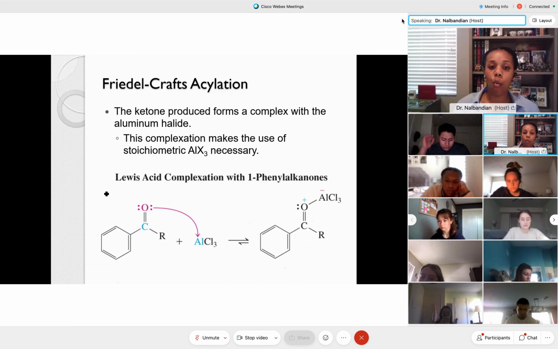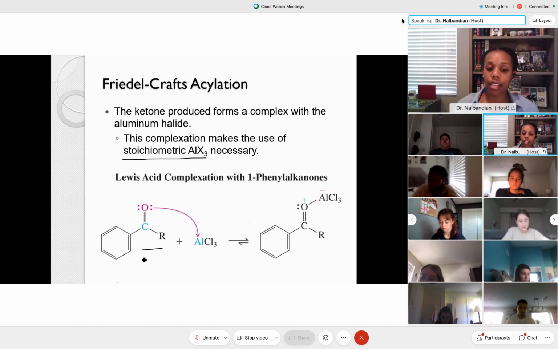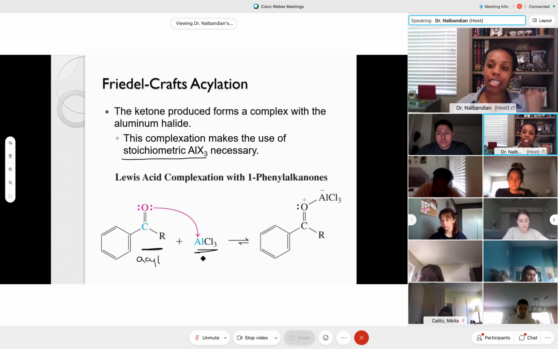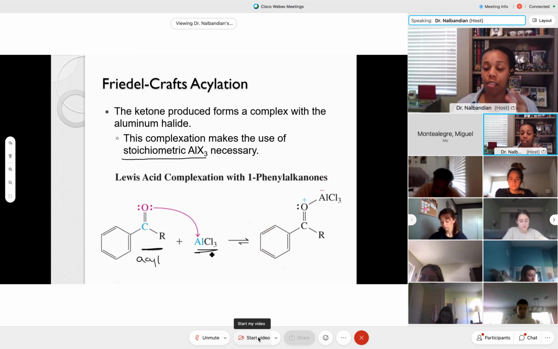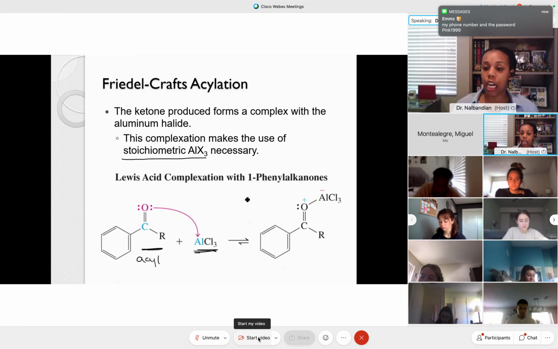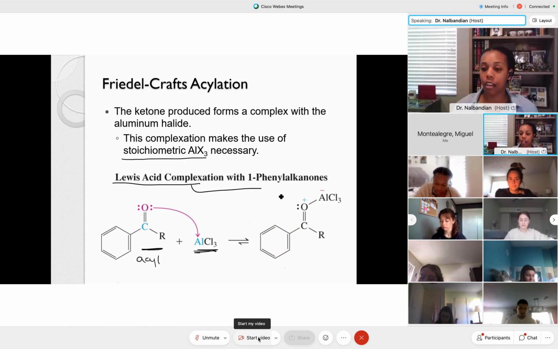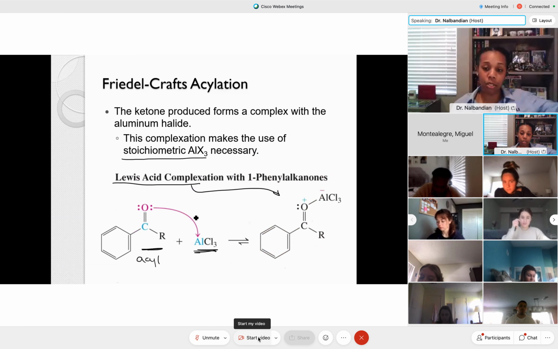All right, so why do we have to use a stoichiometric amount of the catalyst? Why can't we just use a catalytic amount, a very small amount? We have to use a stoichiometric amount because our product, that acyl group, really likes aluminum. So if you have just a little bit around, then the aluminum, instead of reacting with your starting material, will react with some of the product that you make, forming this Lewis acid complex. So we have to have 1-to-1 or even a little bit of an excess of the aluminum chloride so that we can have enough of it around to react with our starting materials so that then it can do what it wants to do.